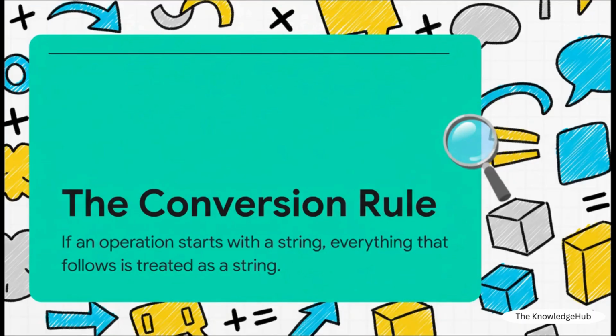And here it is, the one rule you need to know. If the operation starts with a string, the whole thing becomes a string operation. But if it starts with numbers, JavaScript will do the math until it bumps into a string. That's it. That's the secret.